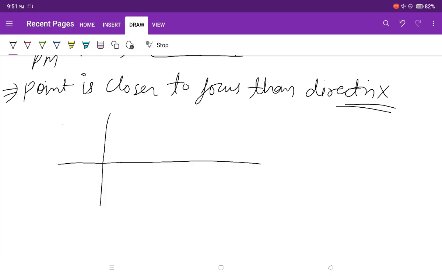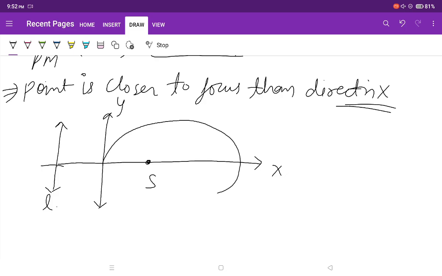Suppose we have this as directrix, this we have x-axis, y-axis. Let's say this is the directrix L, and we have a focus here S. So this will create such kind of shape. This is an ellipse.